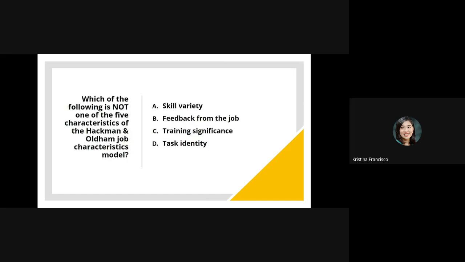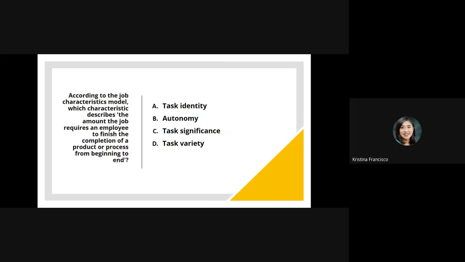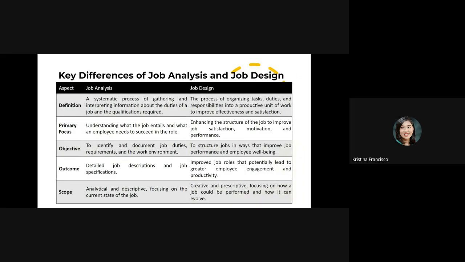Training significance is not one of the five characteristics of the Hackman and Oldham job characteristics model. We also have task identity, a characteristic which describes the degree to which the job requires an employee to complete a production or process from the beginning to the end.